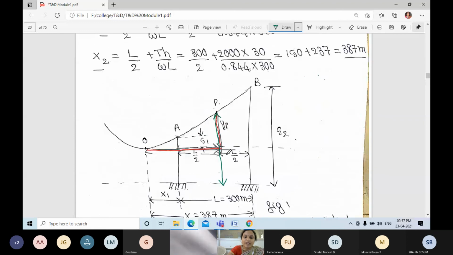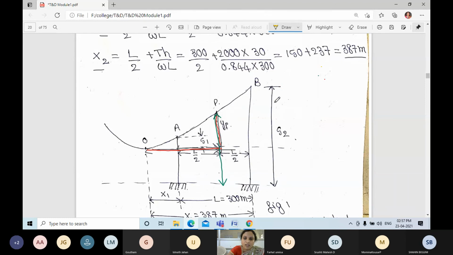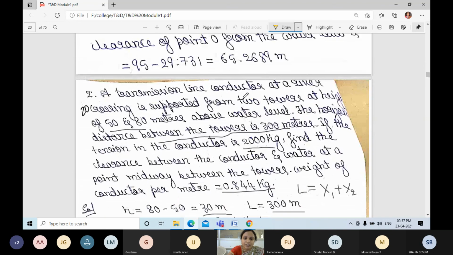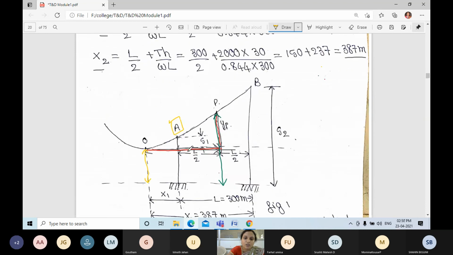In the last case, from point O to water level we have found out. How have we found that? By using the height. The A value is 50 and the B value is 80. So either we can solve A minus S1 or B minus S2, so that we will get the clearance value.